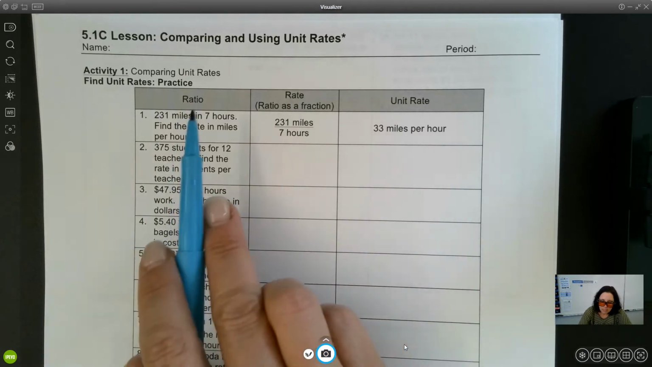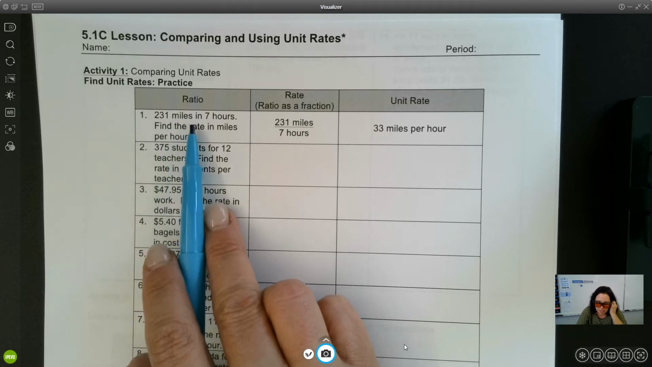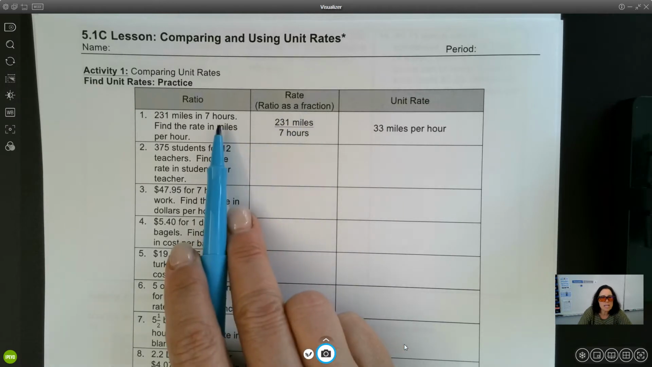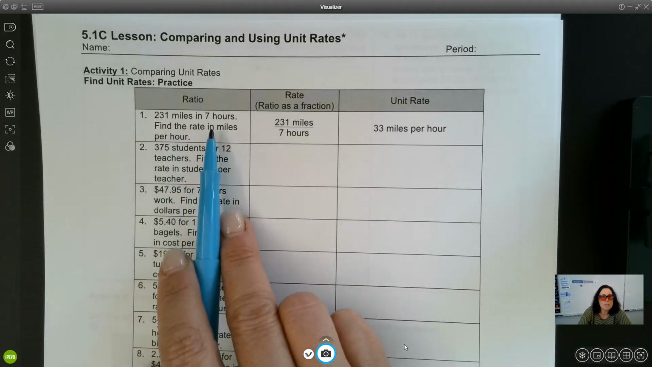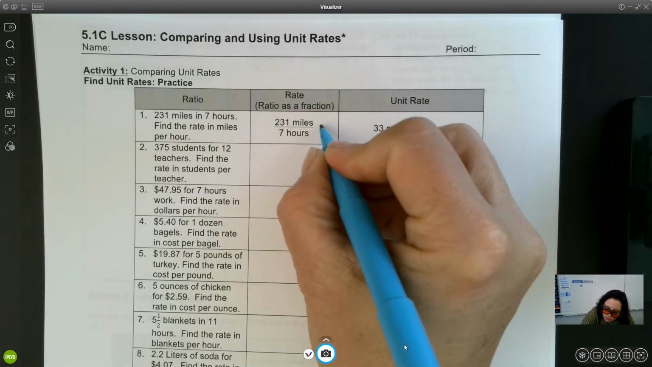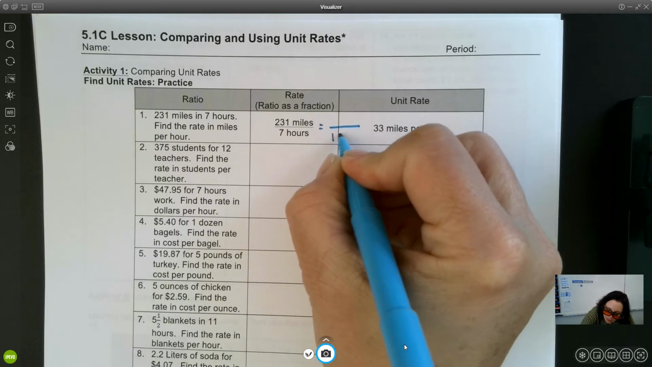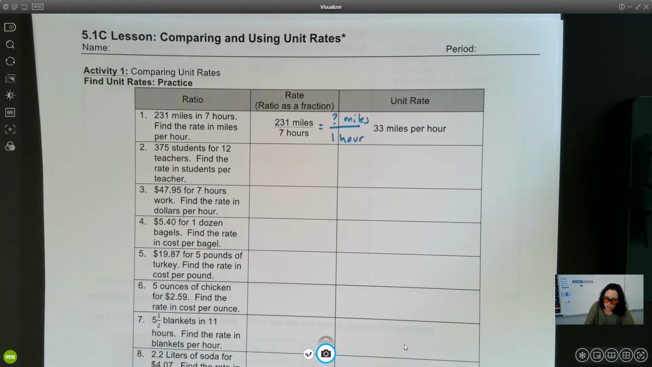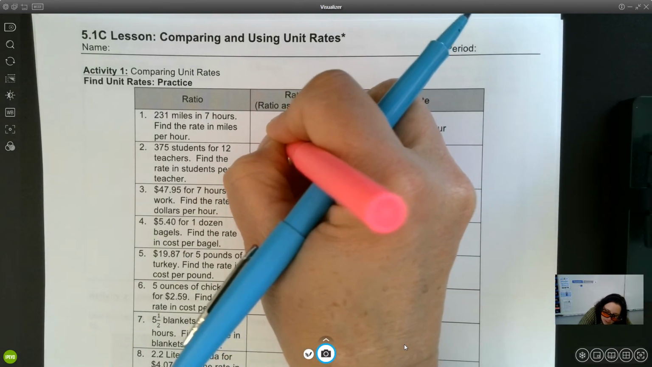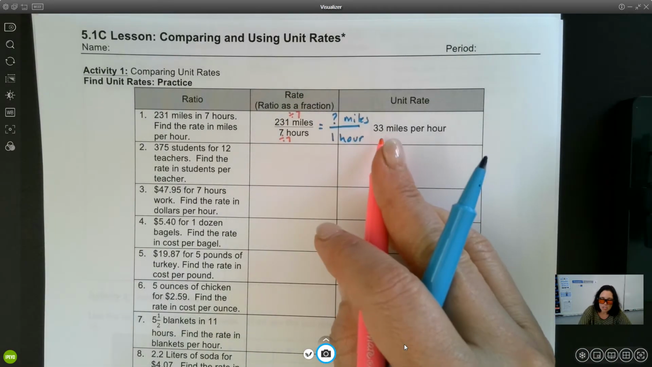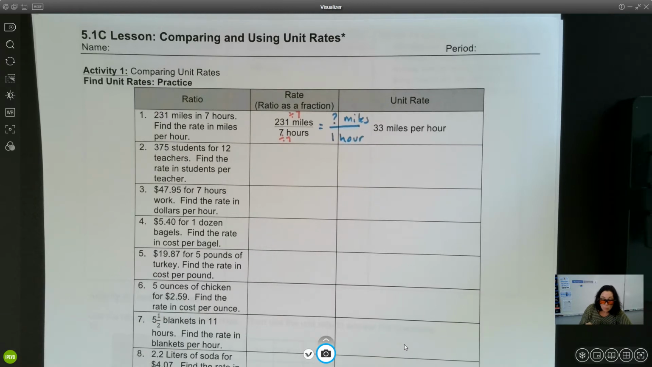Looking at this first example, 231 miles in 7 hours, 231 miles per 7 hours. This is the rate that's handed to us. Now we want to find the rate in miles per hour. That means 1 hour. So you want to find out how many miles per 1 hour. Wouldn't you be dividing this by 7? Divide by 7 here and divide by 7 here to get 33 in your calculator. That's how we work these.